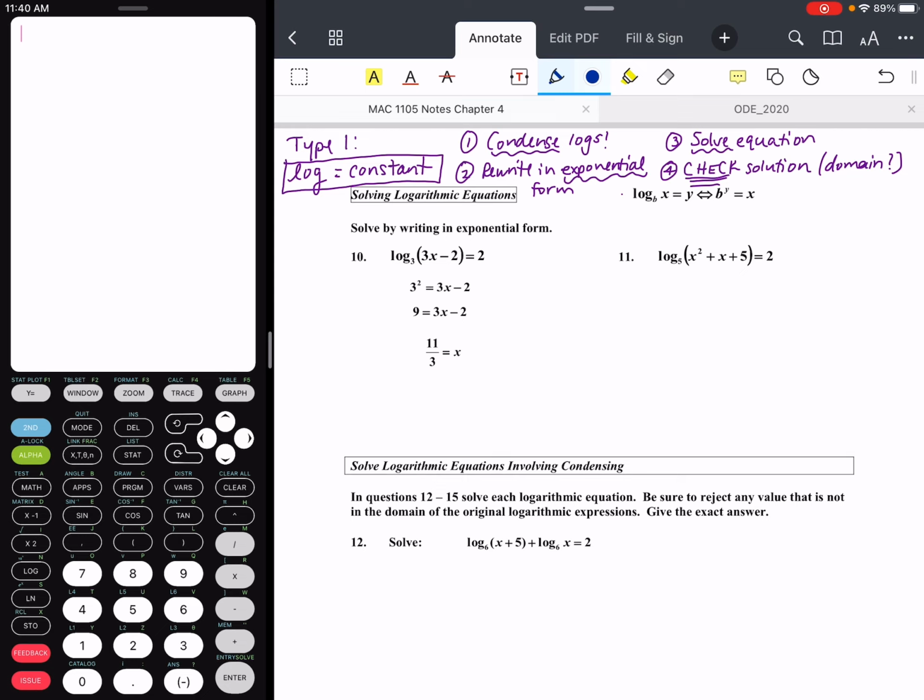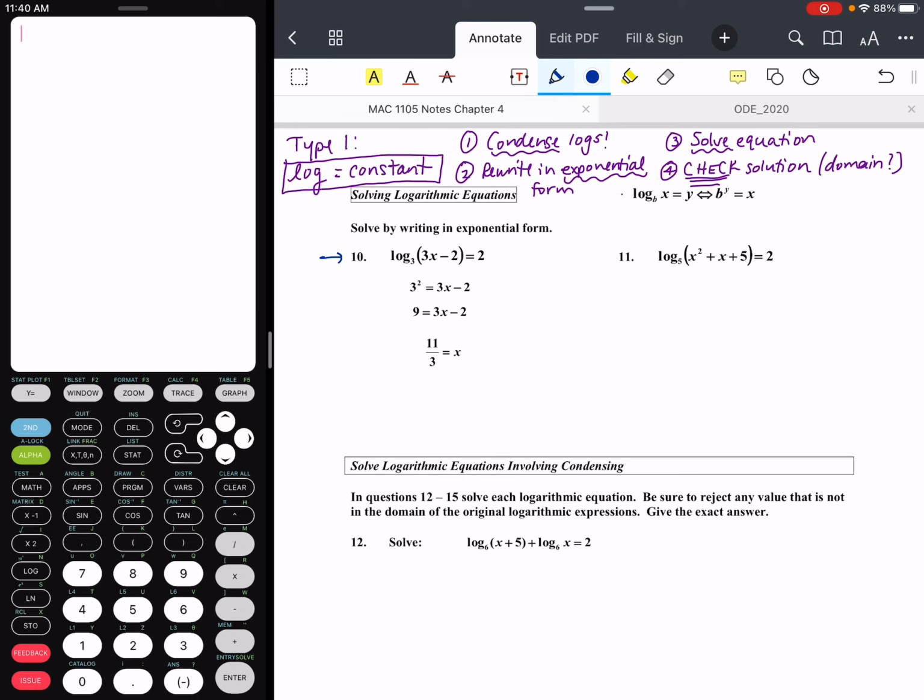And just like with our exponential equations, we've got two basic techniques, two types of equations we're going to run into. And very informally, I'm writing this type 1 as a log equals a constant. So if we take a look at number 10, you see log base 3 of 3x minus 2 equals 2. So a log on the left and then a constant on the right.